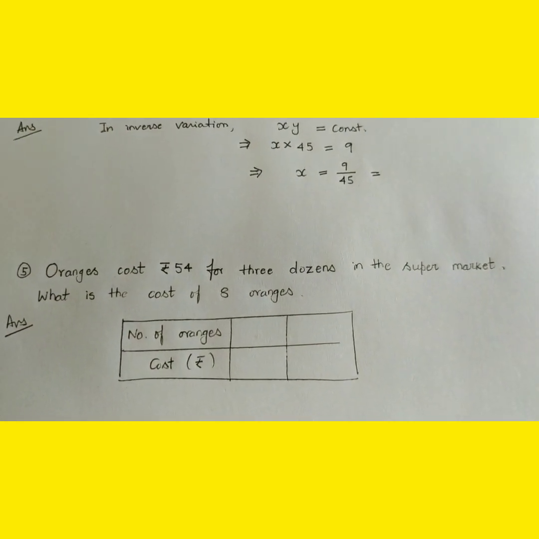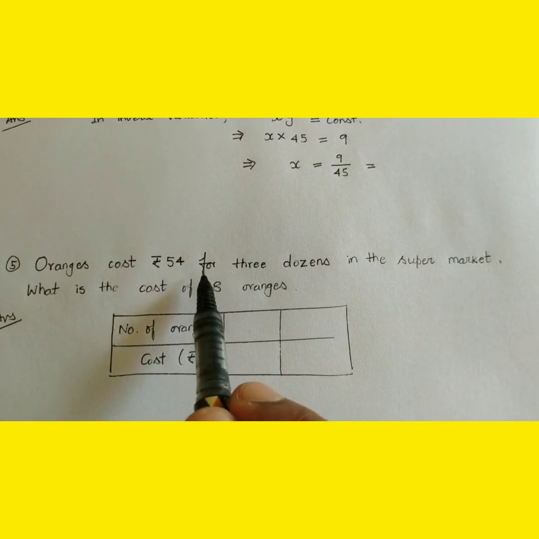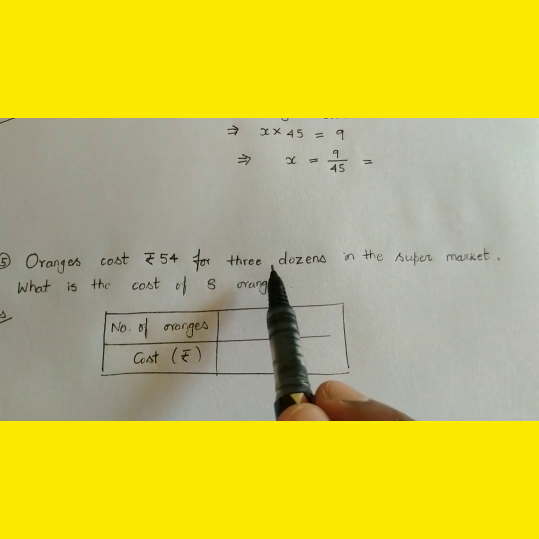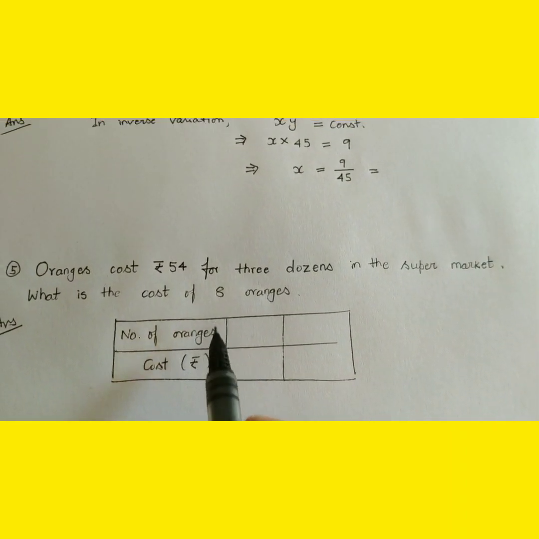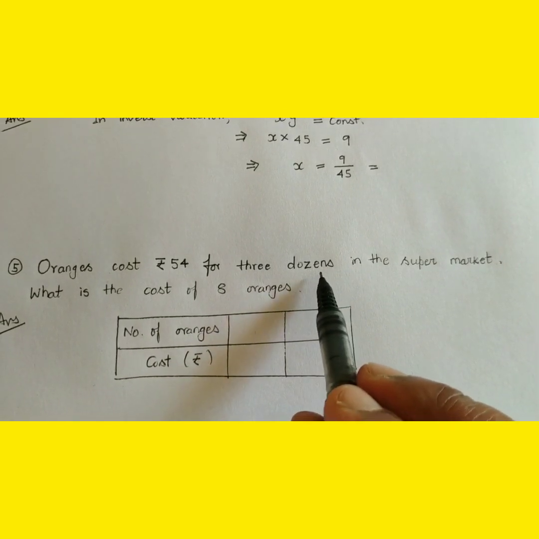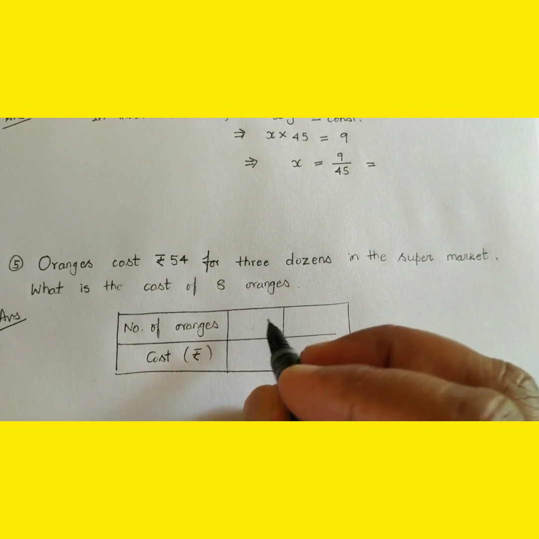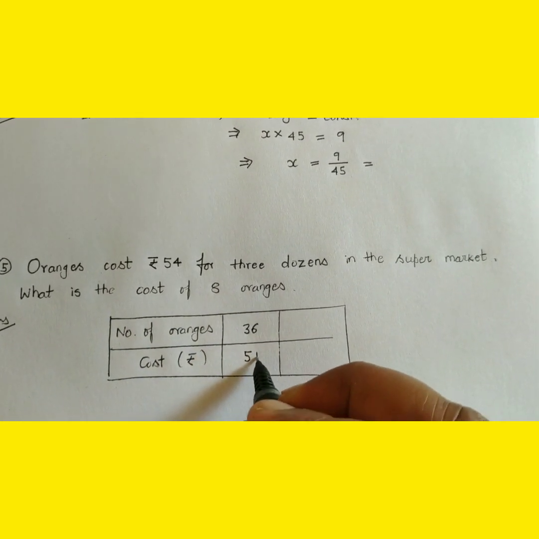Question number 5. Oranges cost rupees 54 for 3 dozens in the supermarket. What is the cost of 8 oranges? Now what is the cost of 3 dozen? 3 dozen means 12 times 3 is 36 oranges, and their cost is 54.